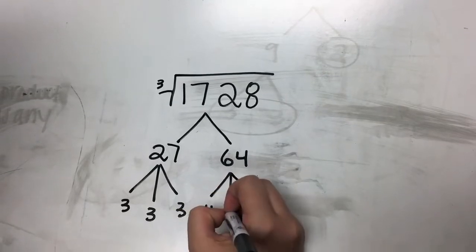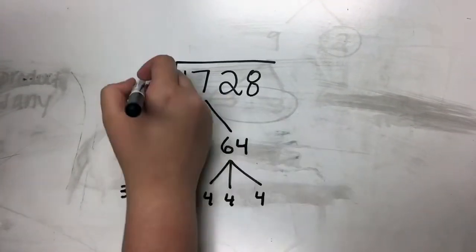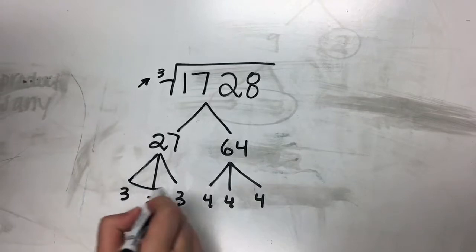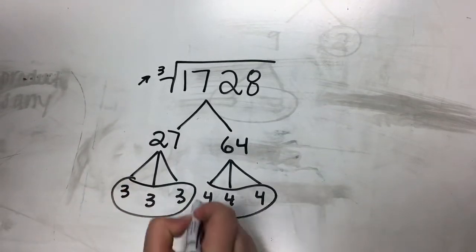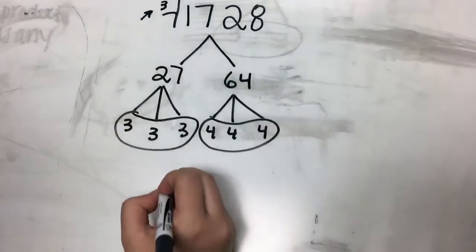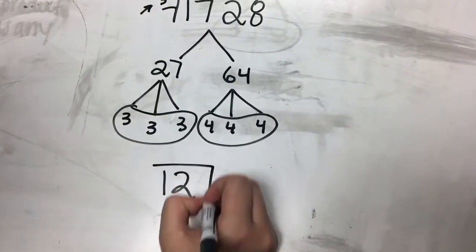Then we're going to remember that 64 is also a perfect cube by 4 cubed. Then we're going to realize that we have 3 groups of 3 and 3 groups of 4. So then we're going to take the 3 and a 4 and multiply them together to get our simplest form answer of 12.